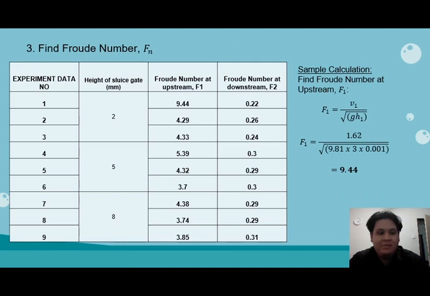Next, the third step is we need to find Froude number Fn. We need to find Froude number at upstream F1 and also Froude number at downstream F2. In this sample calculation, we use experiment data number 1. As we can see, the formula for Froude number is velocity at upstream divided by square root of g, which is the gravity, times upstream depth, which is H1, and inserting the value that we have got from the previous calculation, we got the Froude number at upstream for data number 1 is 9.44.